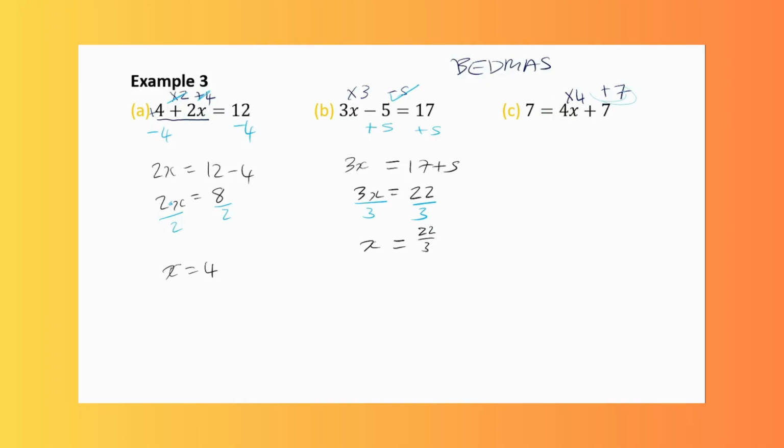So we're going to deal with this plus 7 by subtracting 7. 7 minus 7 on that side is 0, equal to 4x. So we'll get 4x is equal to 0. Now you can straight away just write down the answer if you feel like it. Or you can say, okay, I'm going to divide by 4 on each side of the equation. Therefore, my answer for x is going to be 0.